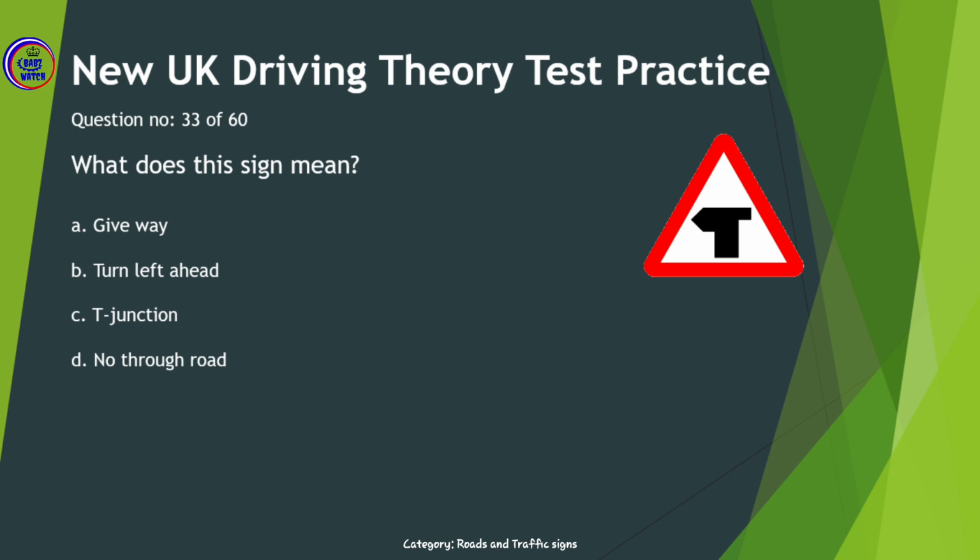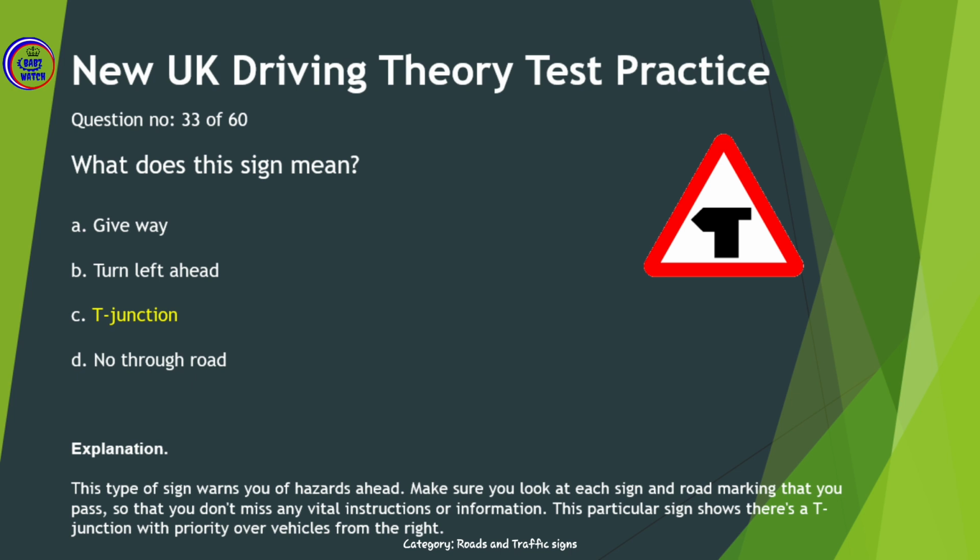Question 33 of 60. What does this sign mean? A. Give way. B. Turn left ahead. C. T-junction. D. No through road. The correct answer is C. T-junction. Explanation. This type of sign warns you of hazards ahead. Make sure you look at each sign and road marking that you pass, so that you don't miss any vital instructions or information. This particular sign shows there's a T-junction with priority over vehicles from the right.